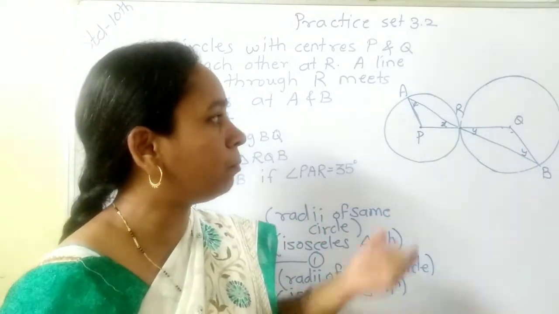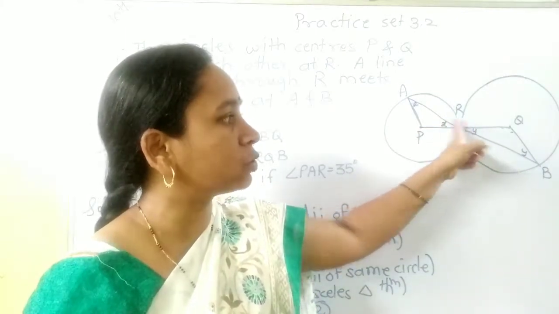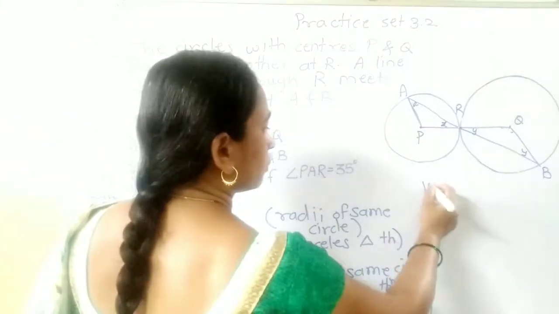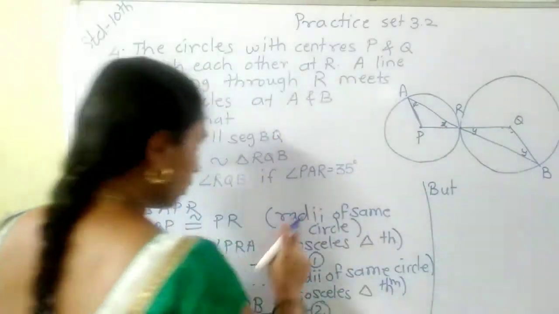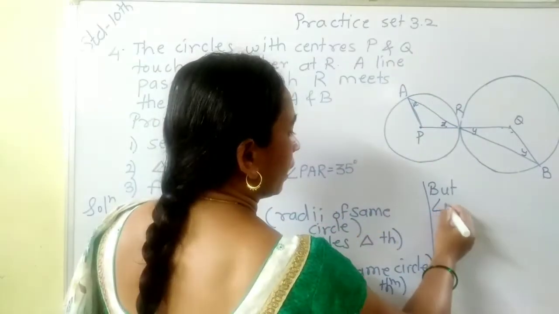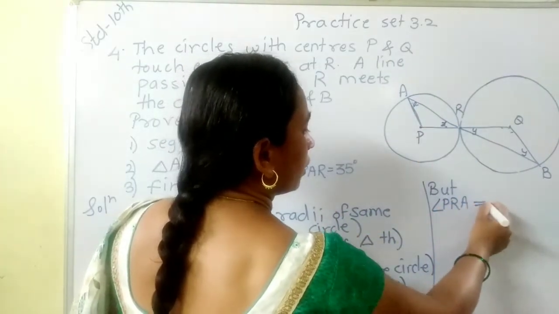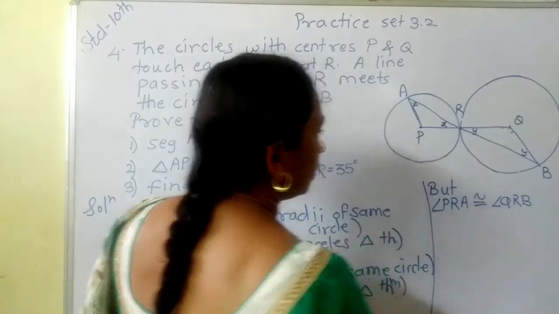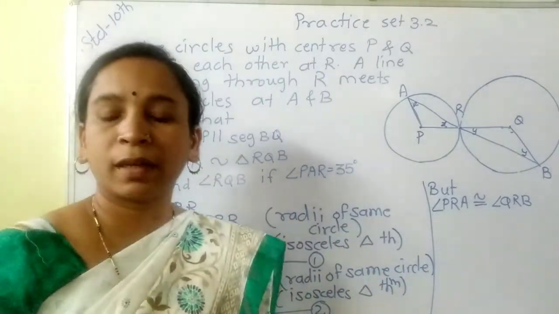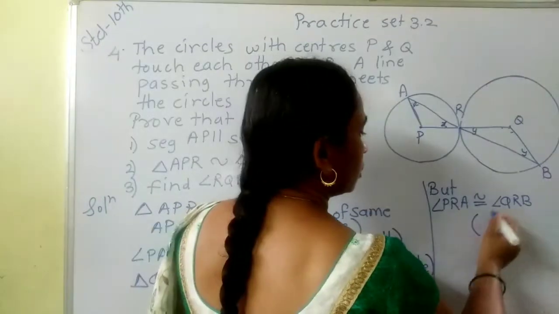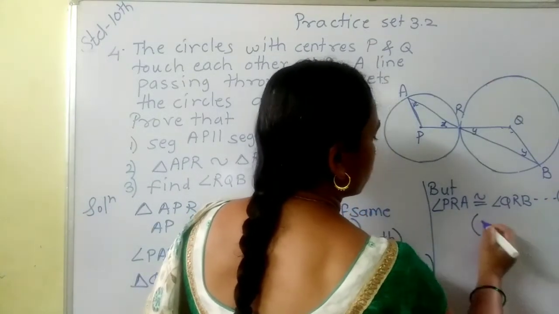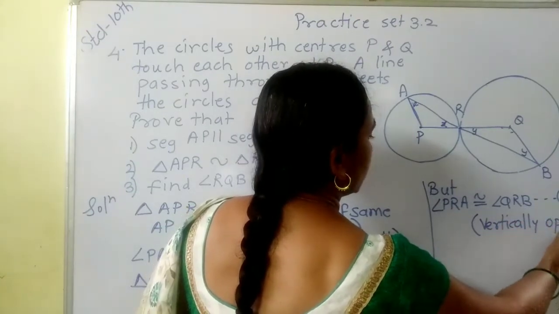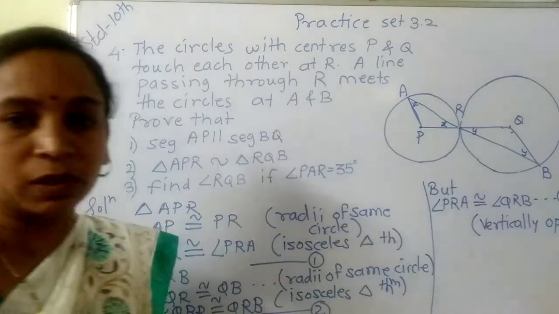Now what we have to do, from 1 and 2, is show that these two are congruent. But first we'll write the relation. Which angle? Angle PRA congruent with angle QRB. Why are they congruent? Before, I have said those are the vertically opposite angles. So for this I'll give the third equation, and the reason is vertically opposite angles.